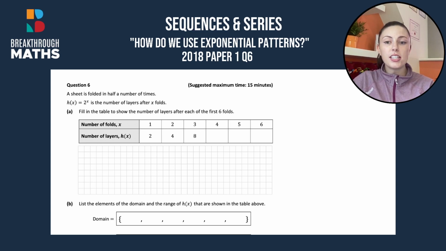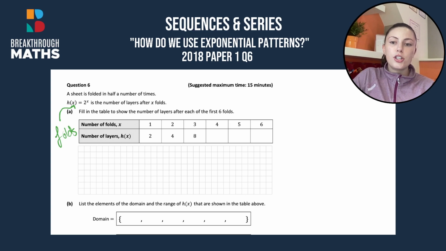Here we're told a sheet is folded in half a number of times, so h of x is equal to 2 to the power of x, which is the number of layers after x folds. So this tells us that x is folds, and 2 to the power of x will tell us the number of layers. So we have to fill in the table to show the number of layers after each of the first 6 folds.